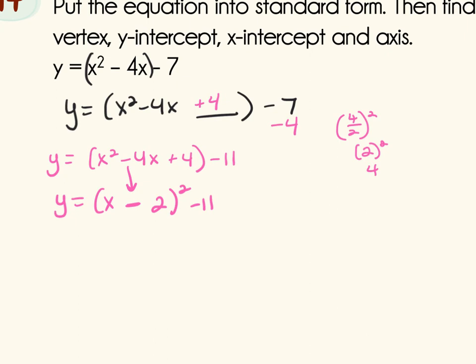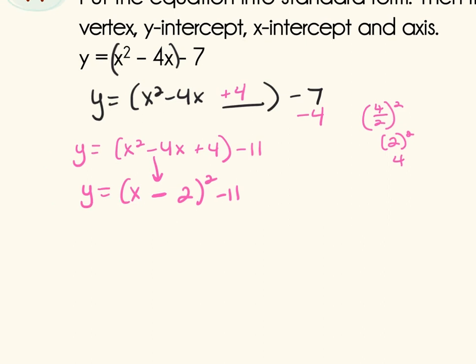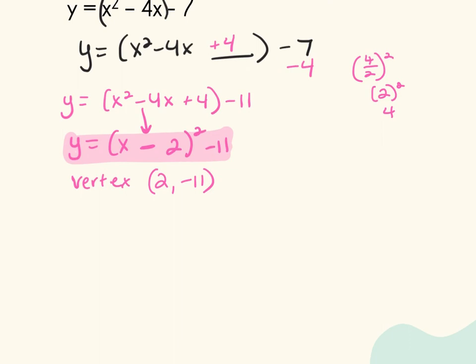Square root first, square root last, take sign from middle. In the parentheses, square it. So square root of x squared is x. Square root of 4 is 2. And the middle sign is negative. Okay, so now we have our standard form. That's half the battle. Then we find our vertex, which is what? 2, -11. So we change the sign on the one inside, but keep the sign on the one on the outside. What's the axis of symmetry?